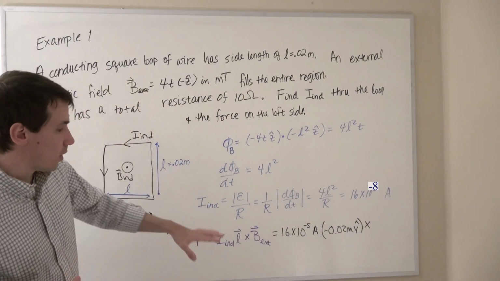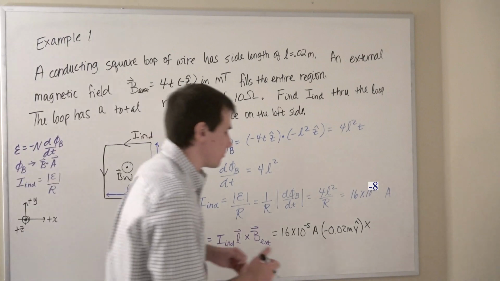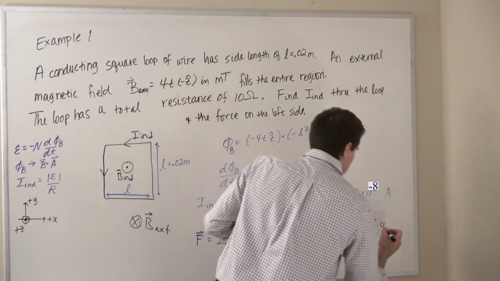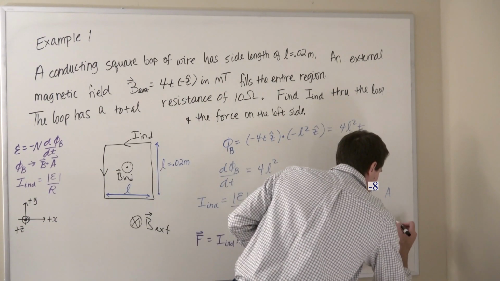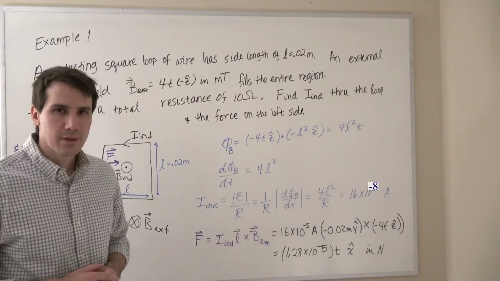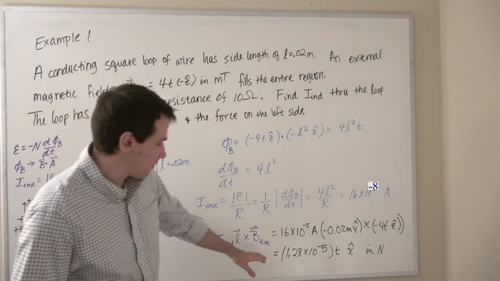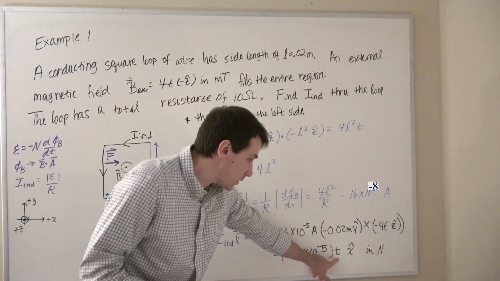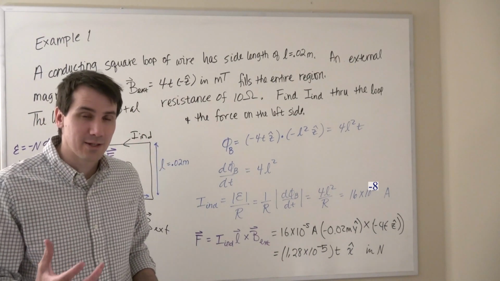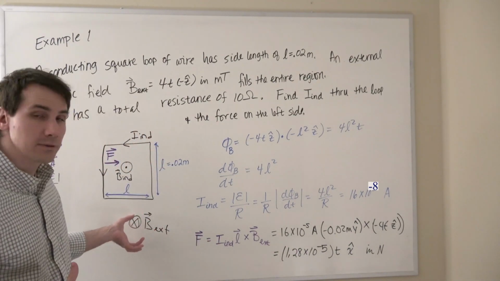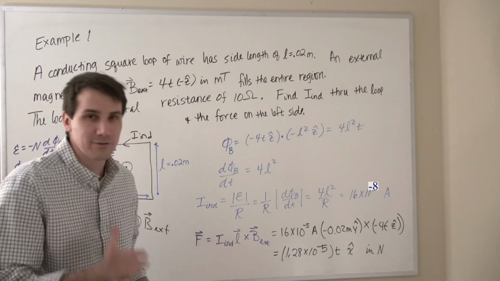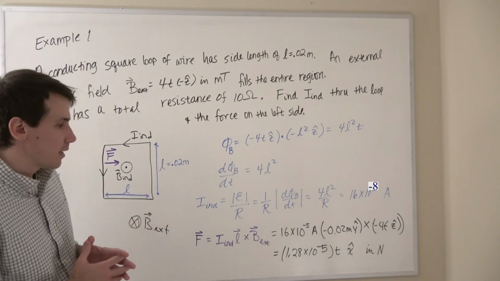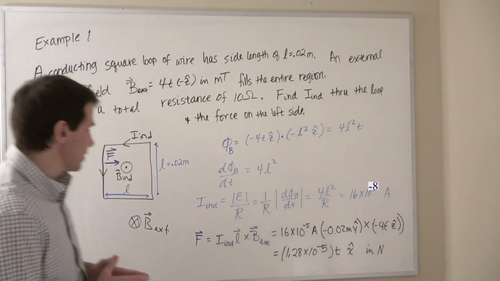And now I'm going to cross that L vector with my external magnetic field, which is negative 4 t Z hat. Plugging in values for this, we find that the force vector is 1.28 times 10 to the negative 5th multiplied by t. Our force still depends on time because the external magnetic field is getting stronger and stronger, which means that our force is getting stronger and stronger on the induced current. And it points in the positive x hat direction.